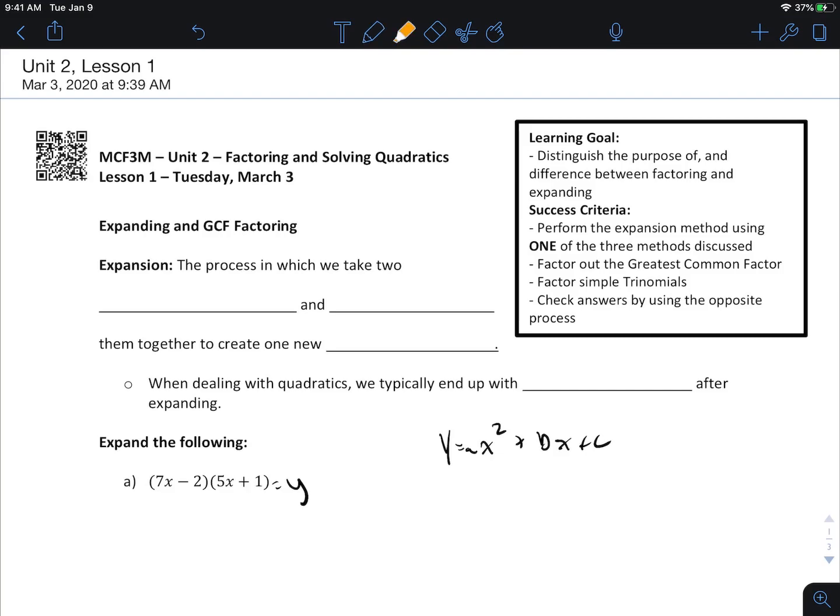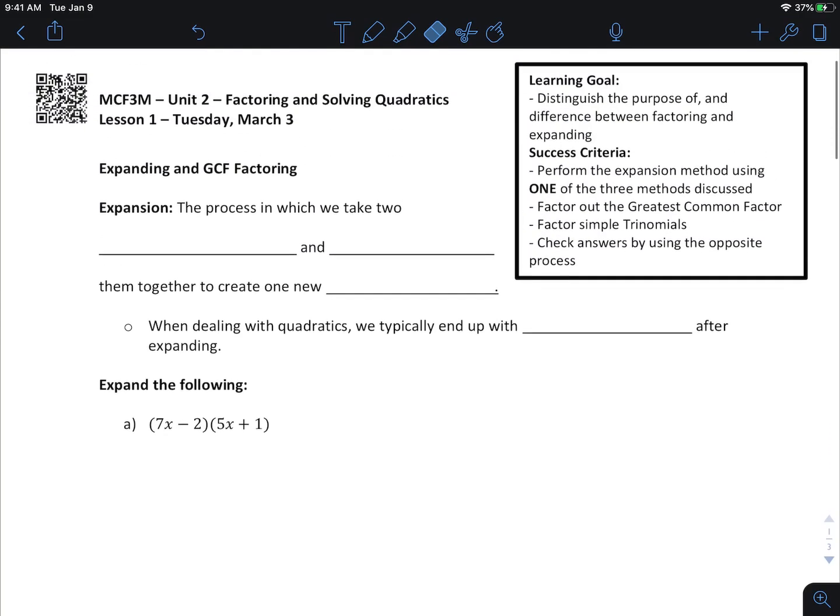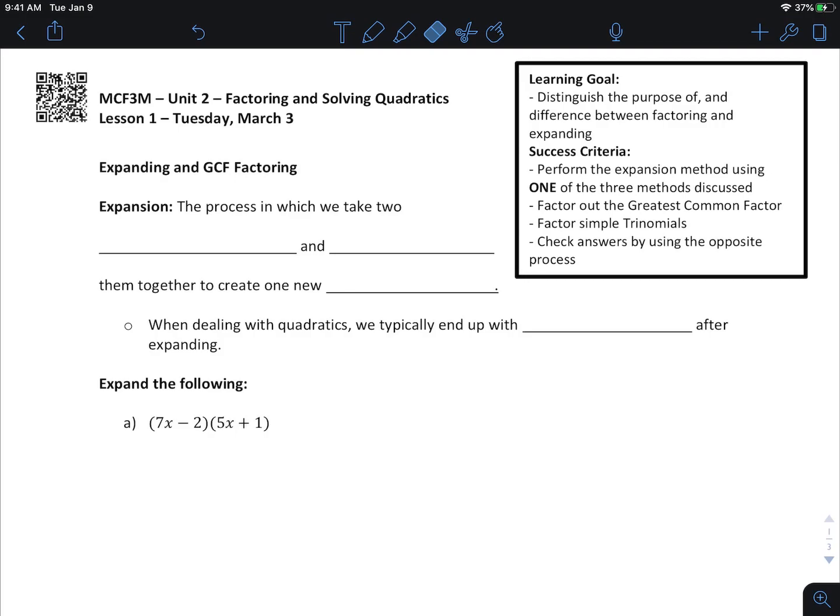So then you want to look at how you do that. Well, you want to be able to perform the expansion method using one of the three methods, which I'll show you all three. You can pick which one you want to do. And then factor the greatest common factor, and factor simple trinomials, which we won't get to. That'll be tomorrow. And then we can check our answers too.